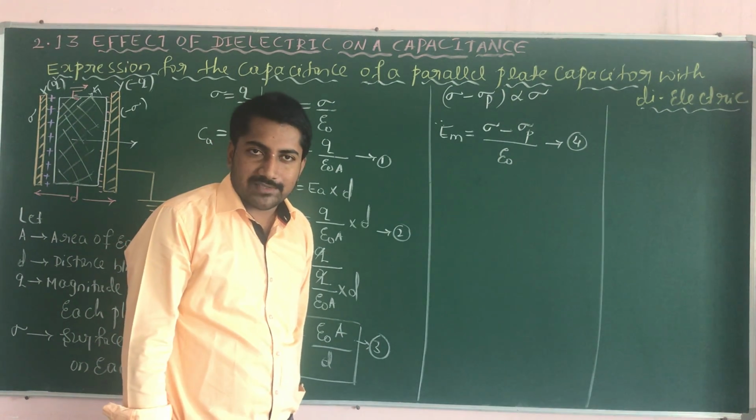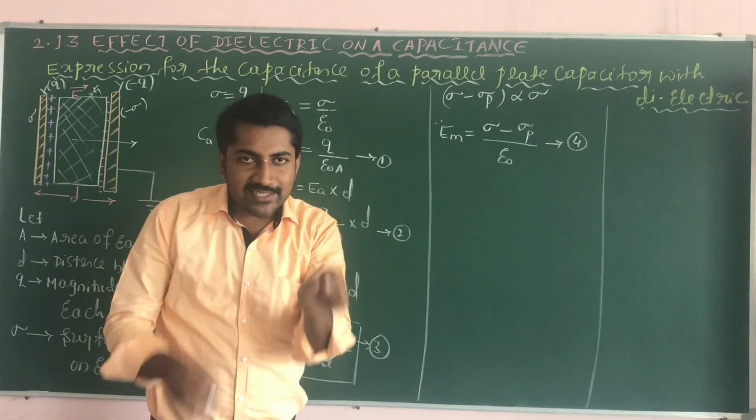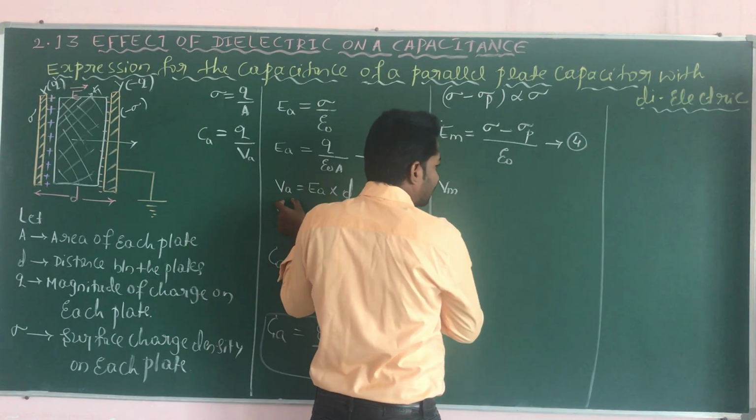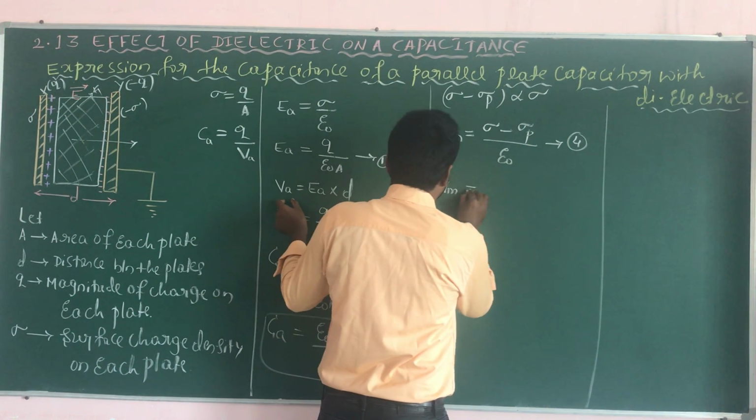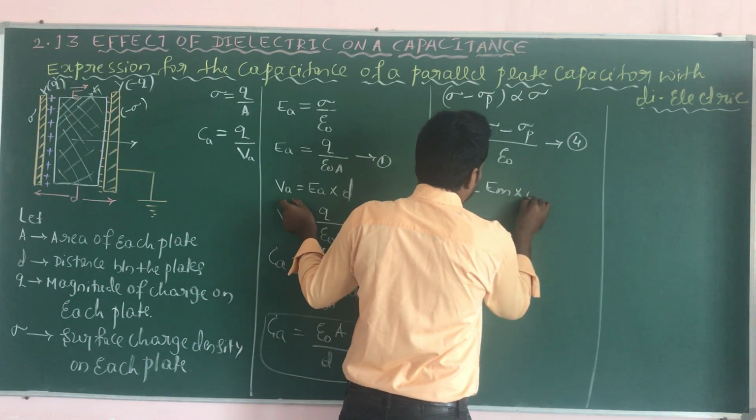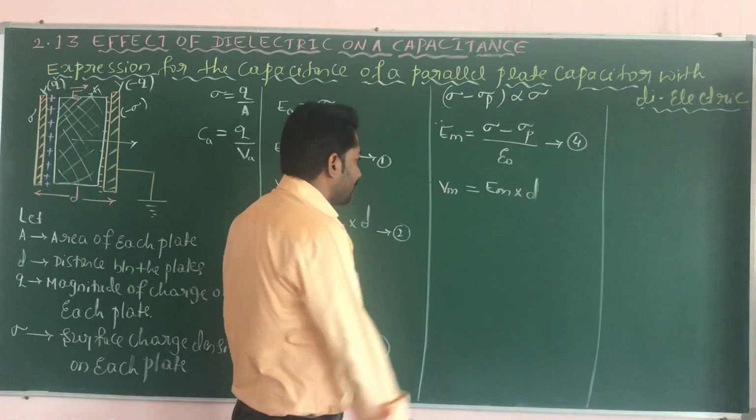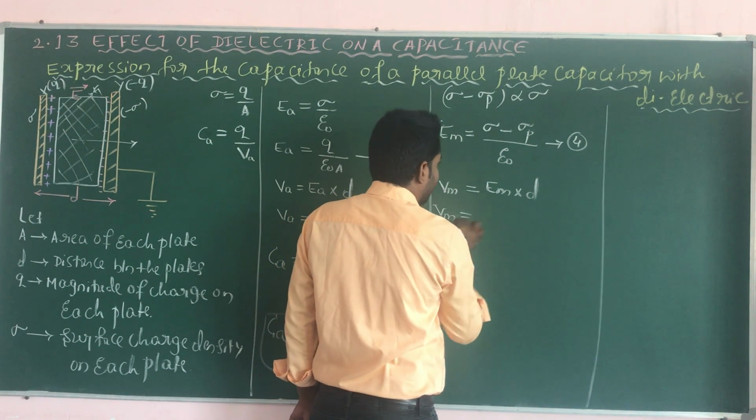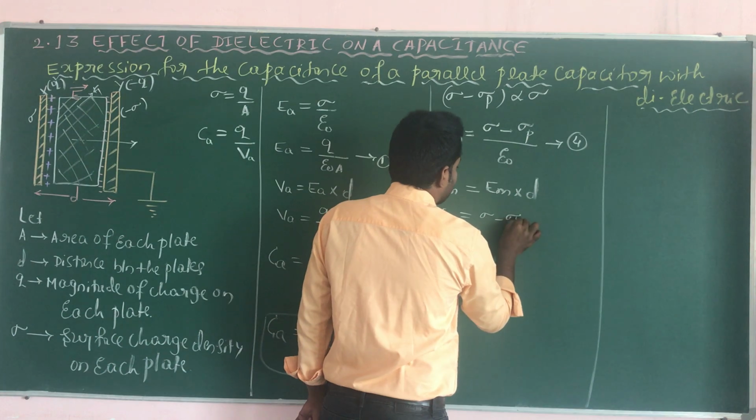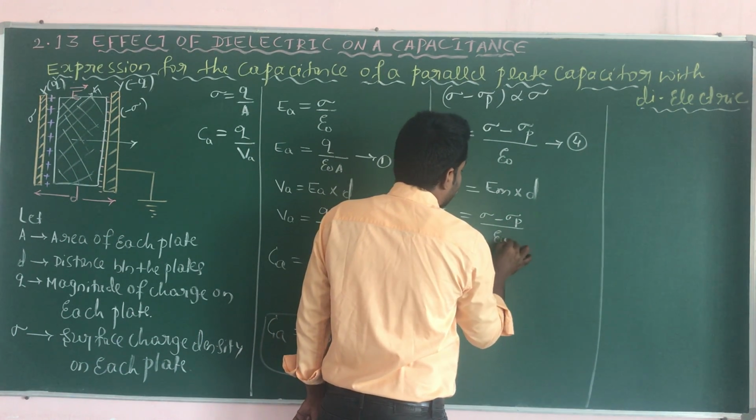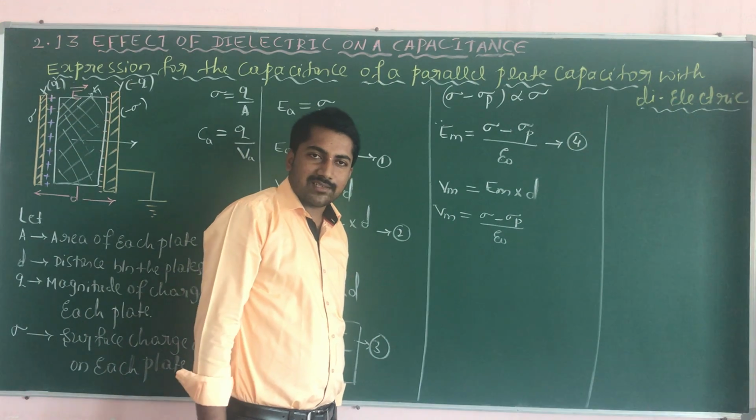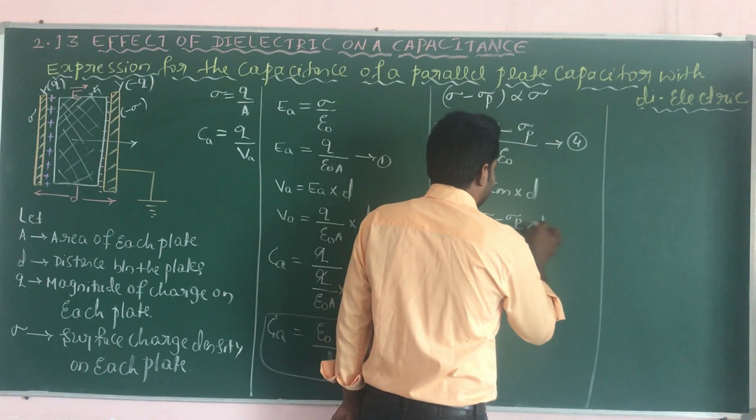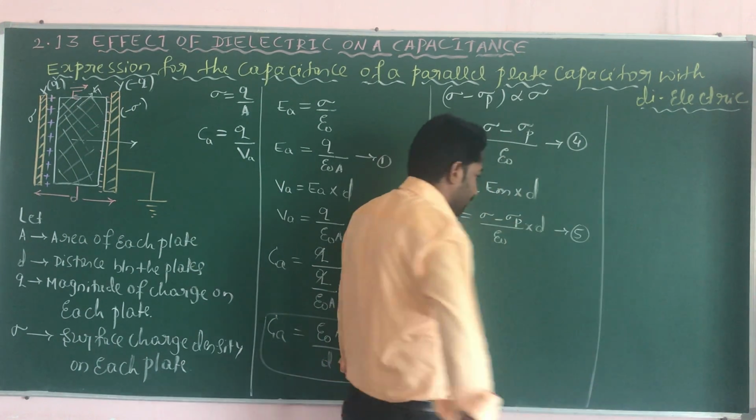Now, the potential difference when the dielectric material is introduced between the two plates. The potential difference for this medium, Vm, is equal to Em into d, the electric field for that medium times the distance. Now substitute this value, and you get the potential difference in that medium: Vm is equal to sigma minus sigma p divided by epsilon naught, into d. This is equation number 5.